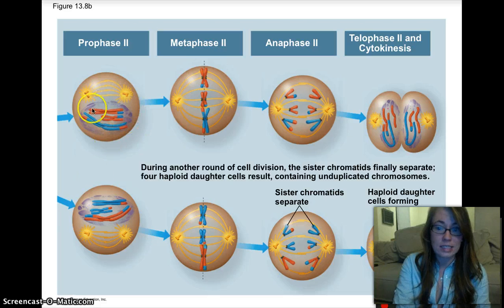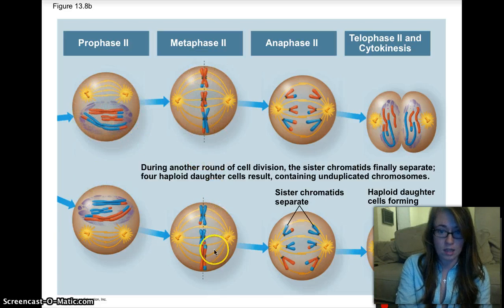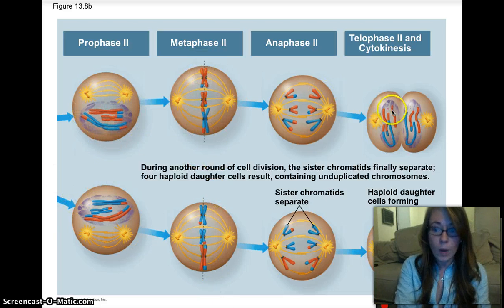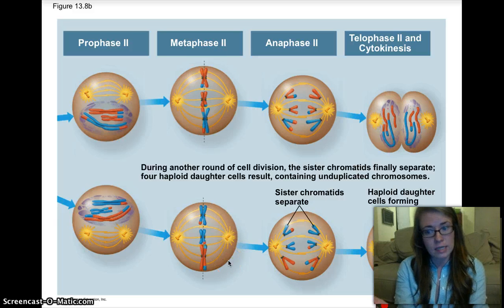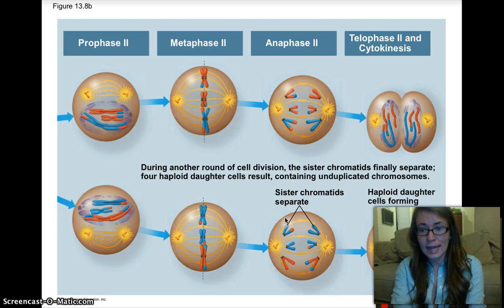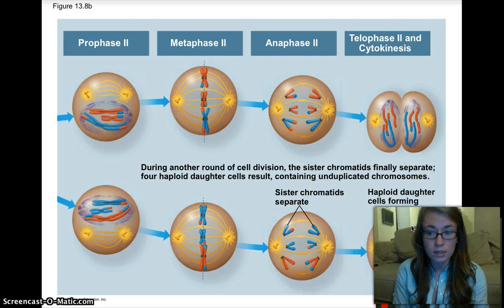Now the sister chromatids line up along the metaphase plate. You can see it's happening twice because we had 2 daughter cells from meiosis 1. Each sister chromatid is attached to a centrosome via spindle fibers at either end of the cell. During anaphase, they get pulled apart. And now, finally, after telophase 2 and cytokinesis, we have 4 daughter cells.